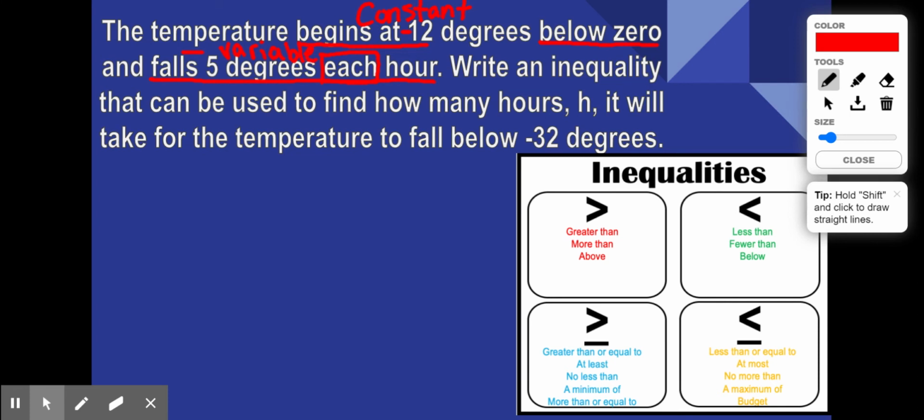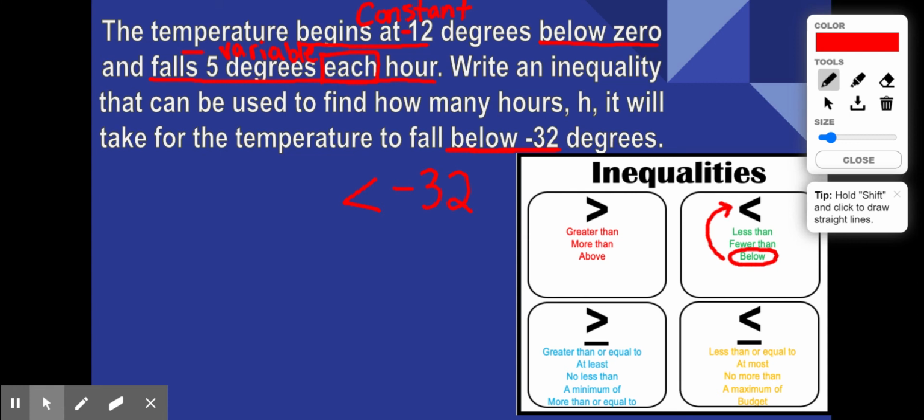5 each hour. Write an inequality that can be used to find how many hours H, so H is the letter we need to use, it will take for the temperature to fall below negative 32 degrees. Below negative 32. Right here in our table, we see below tells us to use less than. So we know we need less than negative 32. Below negative 32, less than negative 32.